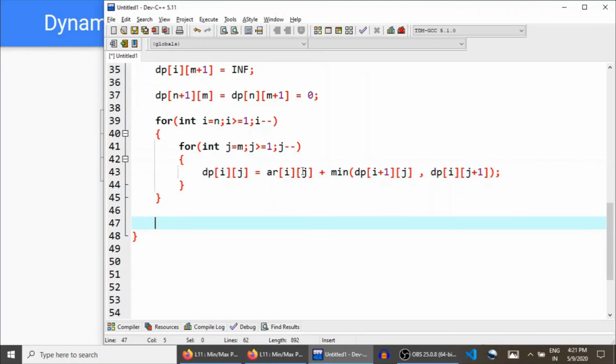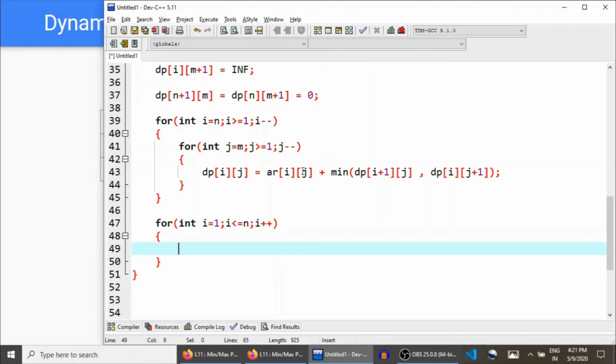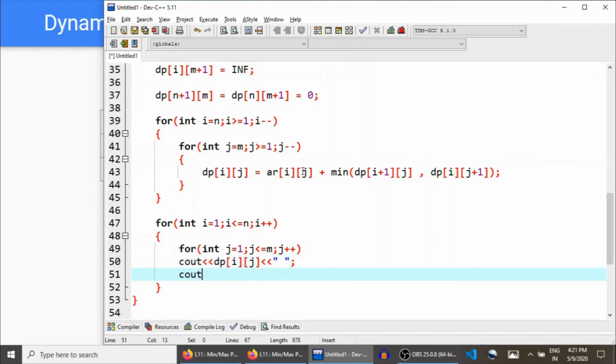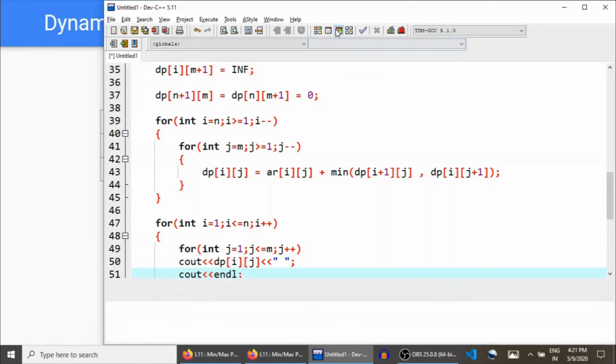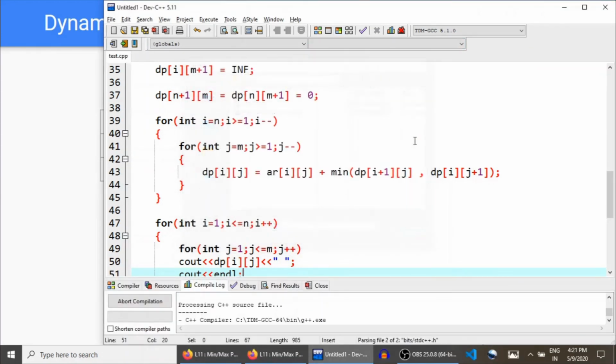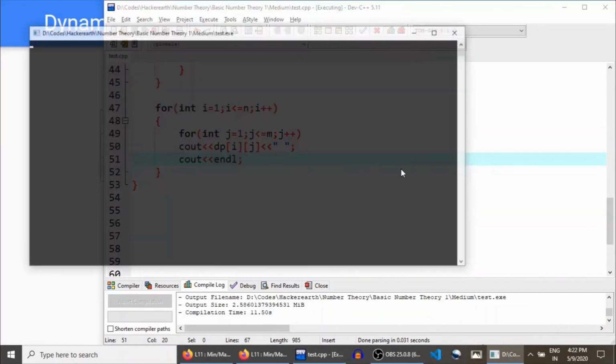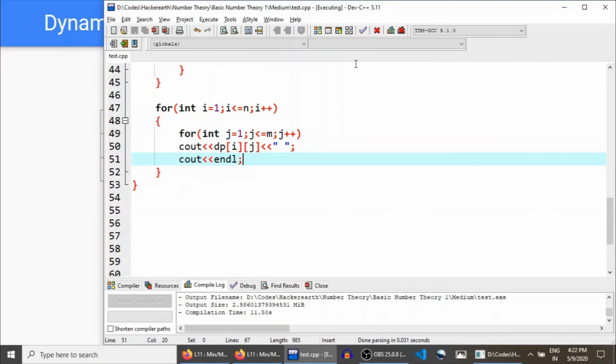Now let's simply print the whole dp array. So for i equals 1, i less than or equal to n, i plus plus, for j equals 1, j less than or equal to m, j plus plus, cout dp of i j, and then print endl. So let's compile it and see that we get no error. We have got no error.